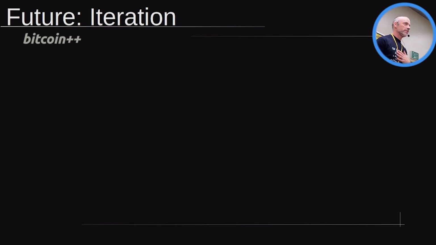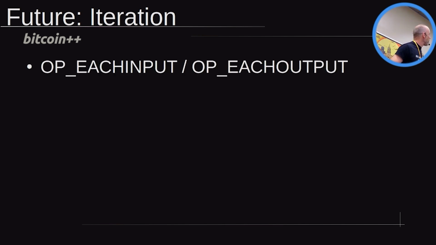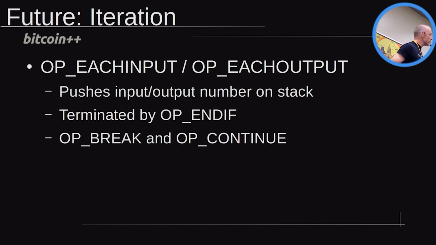You want iteration. No, not that kind. What you want is an OP_EACH_INPUT and an OP_EACH_OUTPUT. You want to be able to say, oh, I want to do this for every input, or I want to do this for every output. It's very natural. It's very constrained. It pushes the input number on the stack, runs up until the next OP_ENDIF. You probably want OP_BREAK and OP_CONTINUE.